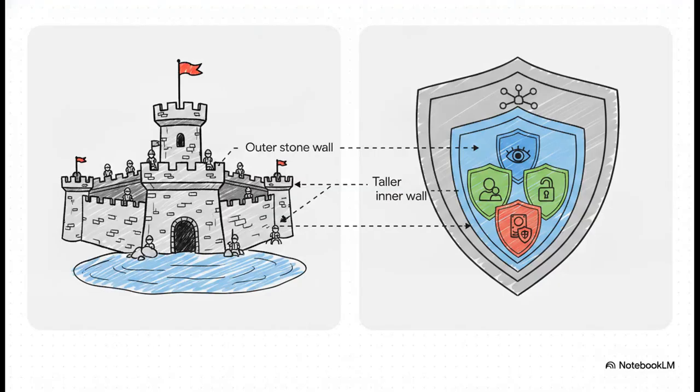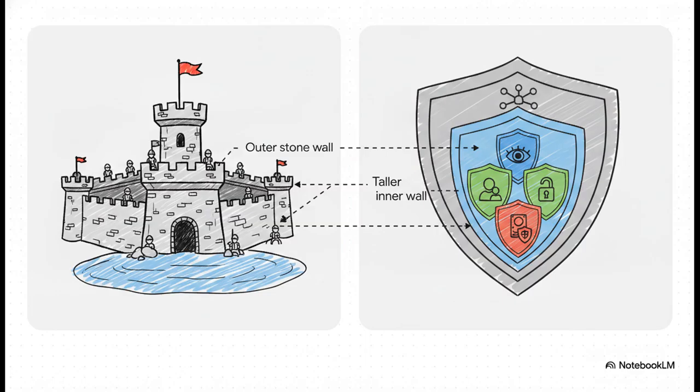This is honestly the perfect way to visualize it. Think about it. You don't build just one single wall for a medieval castle, right? You've got an outer wall, a moat, an inner wall, a keep, and patrolling guards. Every single layer slows the attacker down and cranks up the chances they get caught.